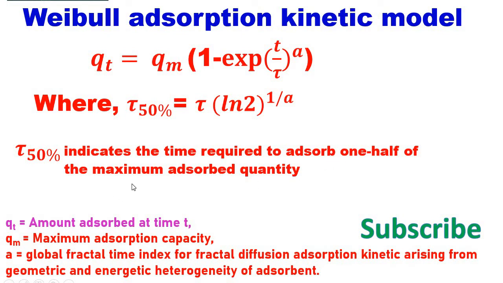of the maximum adsorbed quantity, and Qt is the amount adsorbed at time t, Qm is the maximum adsorption capacity, a is the global time index for fractal diffusion adsorption kinetic arising from geometric and energetic heterogeneity of adsorbance.